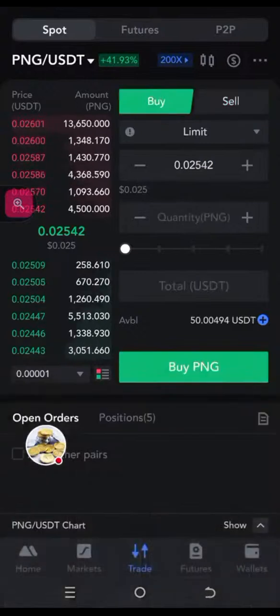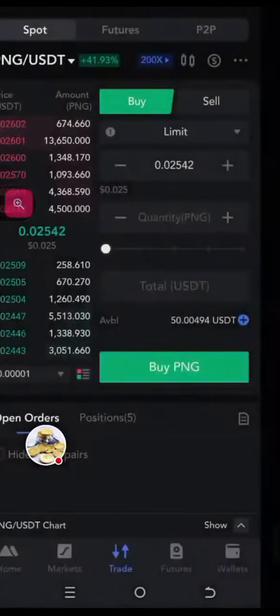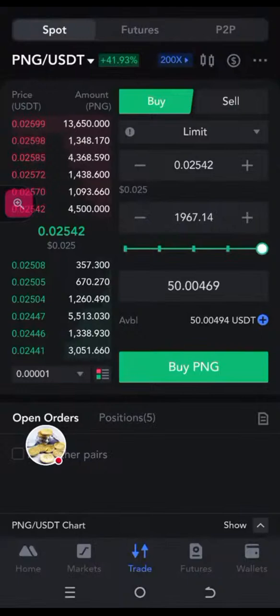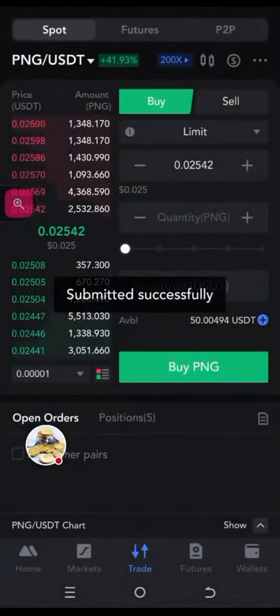51.14. That's not bad. So let's go. Let's buy this. It's going up. Yeah. Let's buy this out. Let's put up the whole $50. Let's go ahead and buy. Let's see whether we can get it bought.